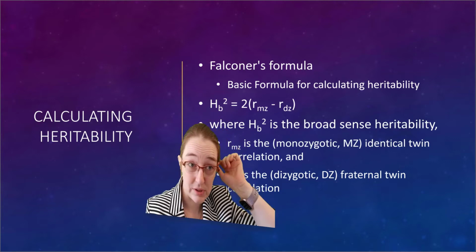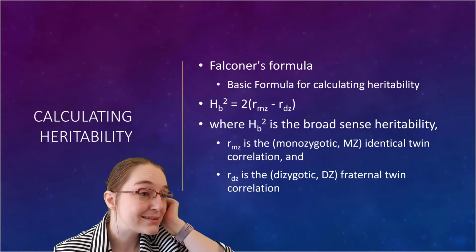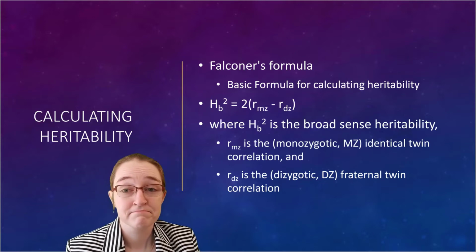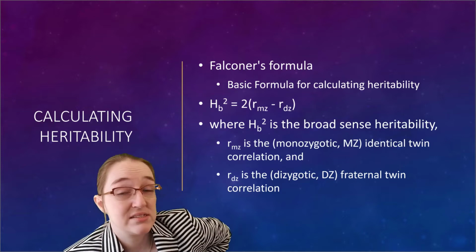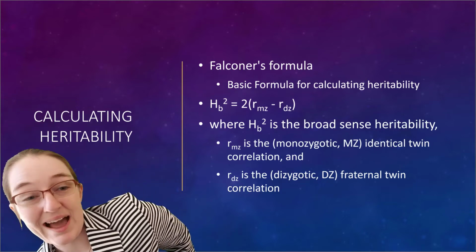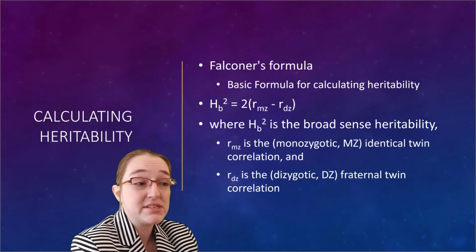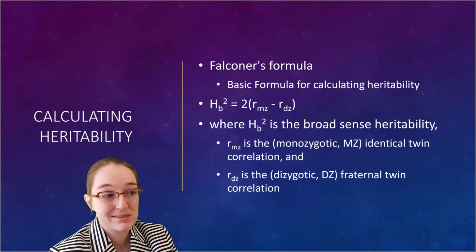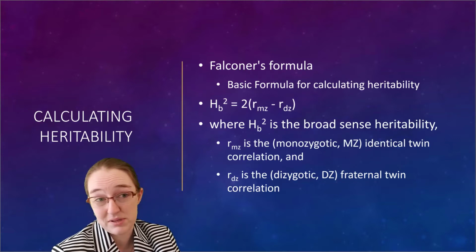So I know I promised you no math. You won't have to calculate this, but I'm sorry, I can't help it. I'm a quantitative psychologist. There's going to be math. So Falconer's Formula is the most basic formula for calculating heritability. What it does is you double the difference in the correlation between identical twins and fraternal twins. And that tells you what the broad heritability is.